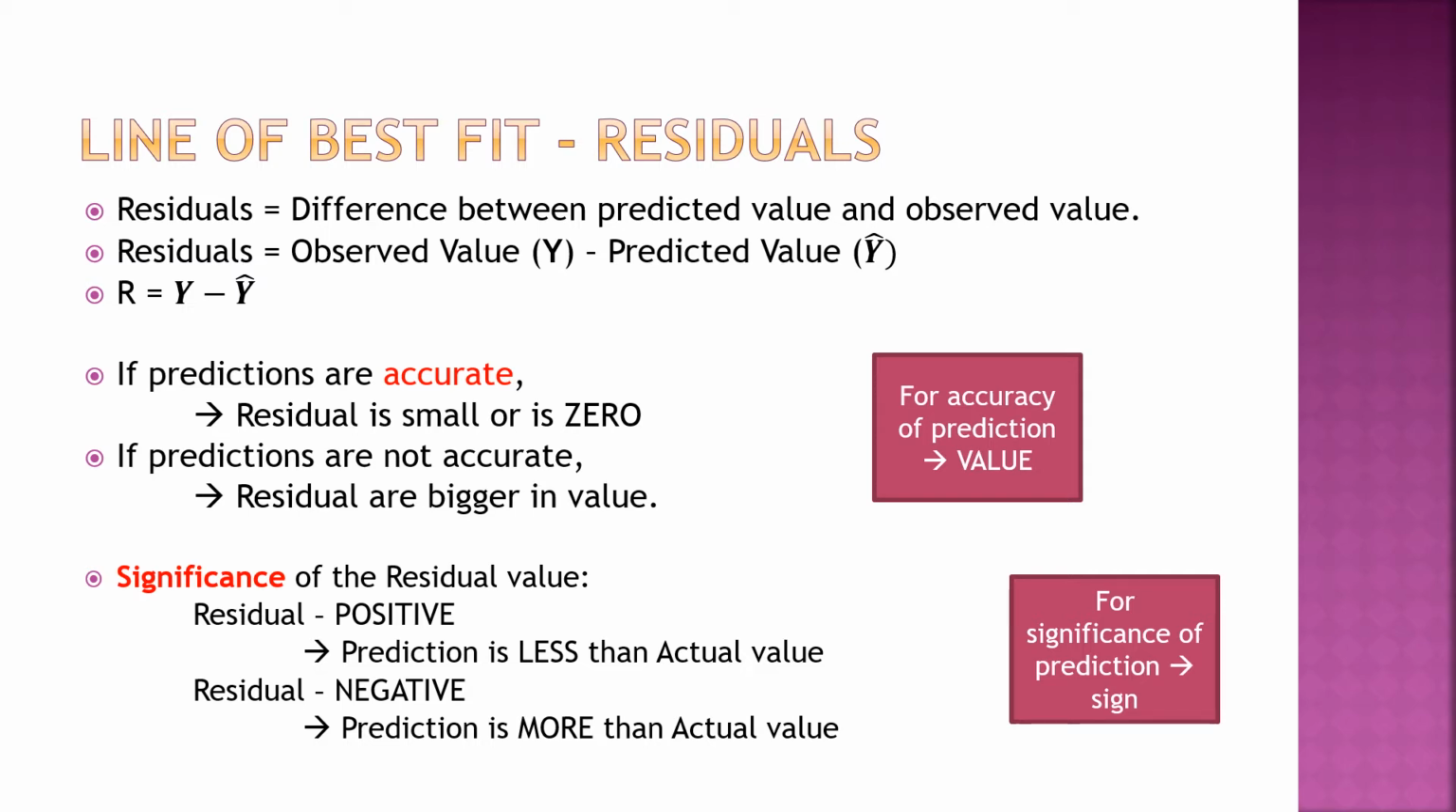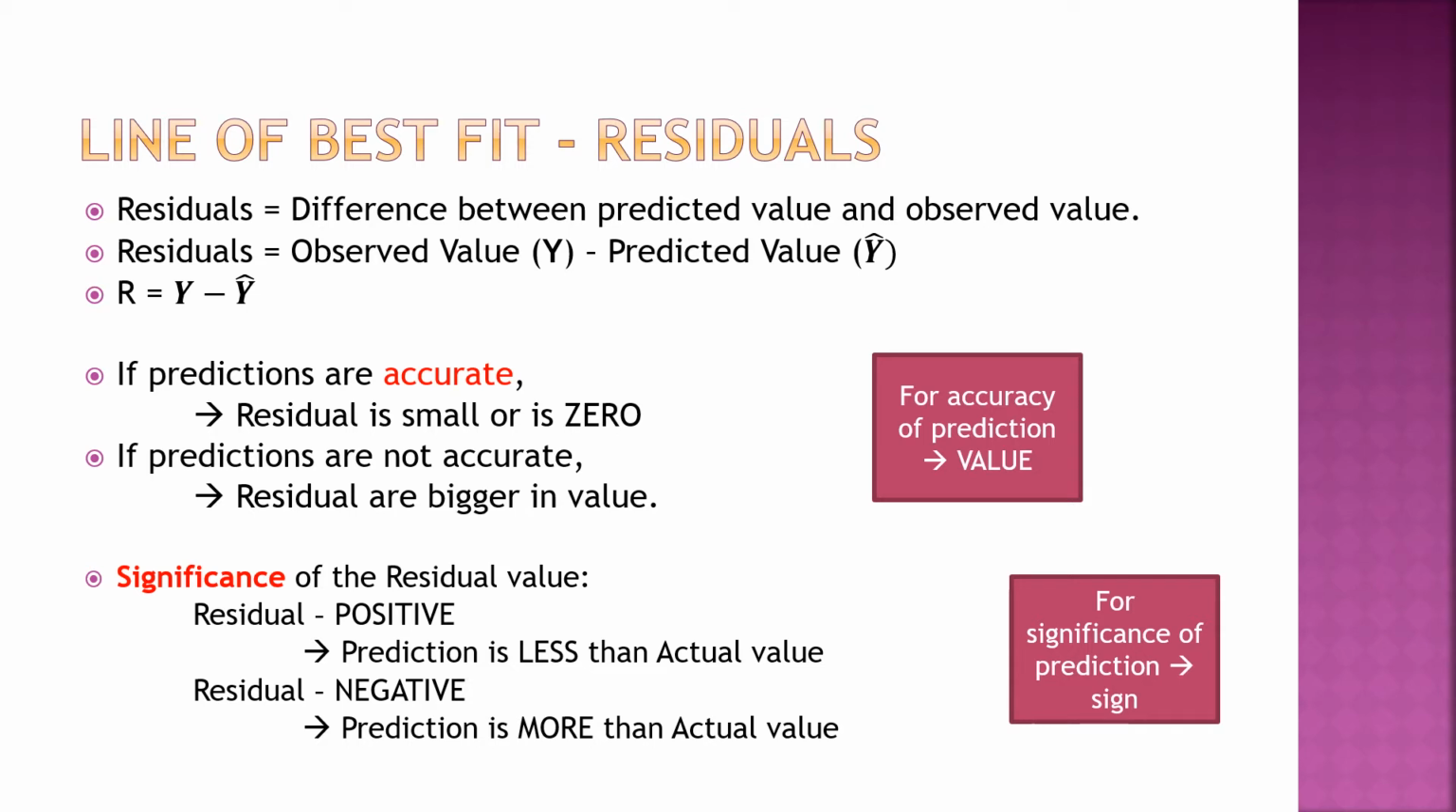Now initially we learned the significance of relationship. How to find the significance of relationship? Positive, x increases, y increases. Negative, x increases, y decreases, right? Now we're going to talk about the significance of the residual value. Now your residual value can be positive and negative. Why? How to find residual? Actual minus predicted, right? So if your predicted value is bigger, it will become negative. So it's just like this.